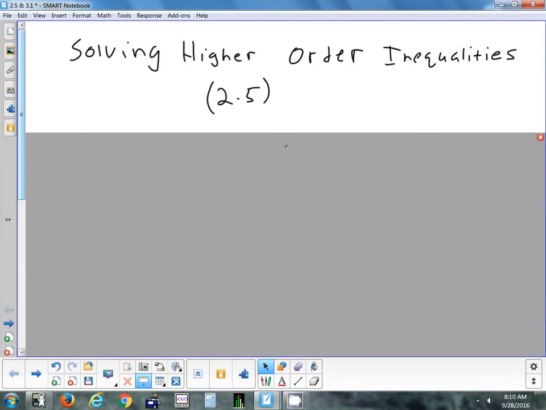So our last section in chapter 2 is 2.5. It's on solving higher order inequalities. So as I said, things that are not just linear, but maybe quadratic or cubic. We're going to do a couple different methods. Algebraic methods are only going to work if we can factor. So the method I'm going to teach you is dependent on that happening. If we come across problems we can't factor, then we'll stick with using the graphing calculator.